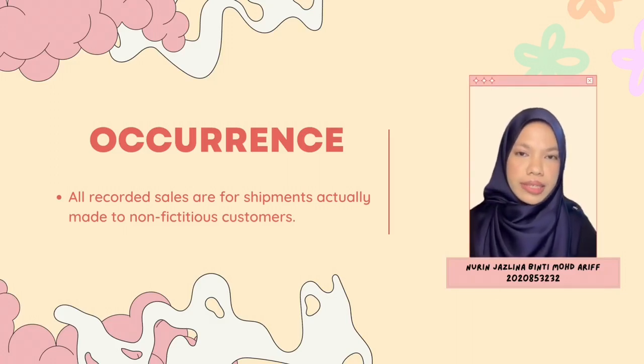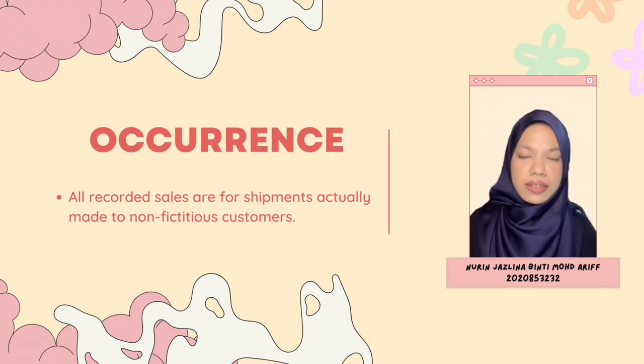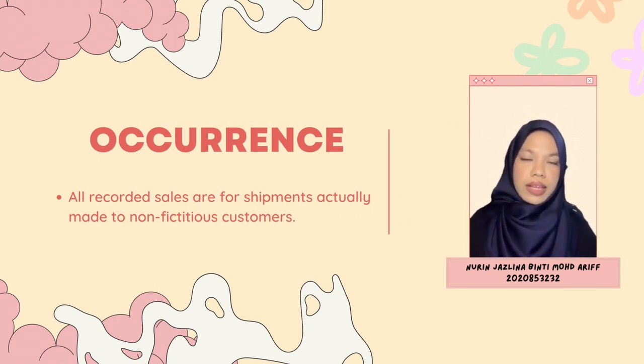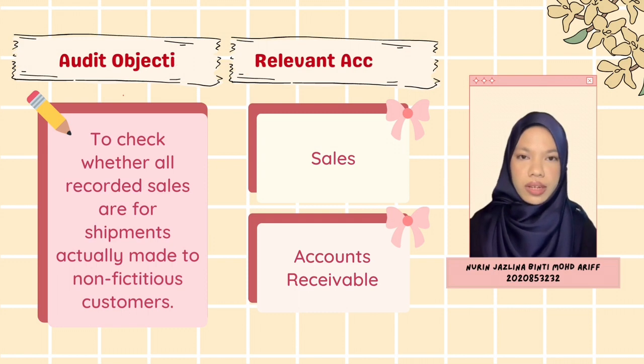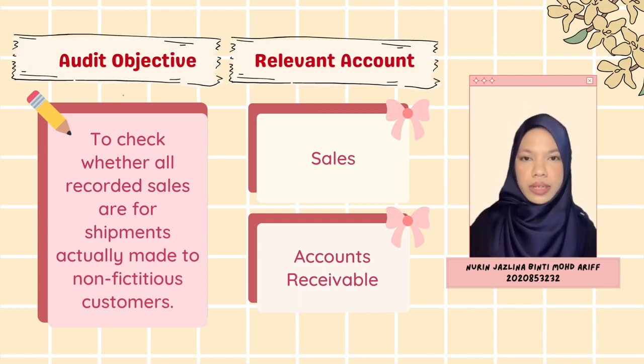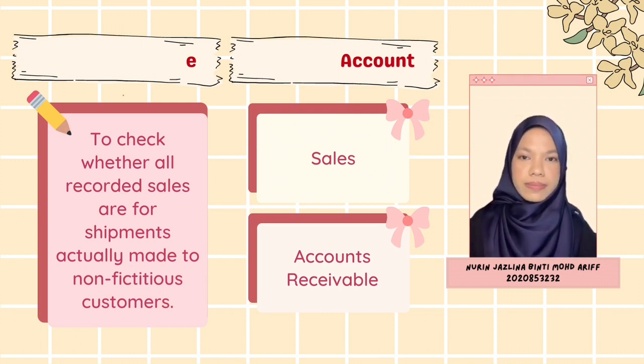Firstly, we're going to explain on the sales transaction. The first assertion under sales transaction is occurrence. Sales is where all recorded sales are for shipments actually made to non-fictitious customers. The audit objective is to check whether all recorded sales are for shipments actually made to non-fictitious customers. The relevant accounts involved are sales and accounts receivable. It is to record for the sales of goods and rendering services for cash and credits.